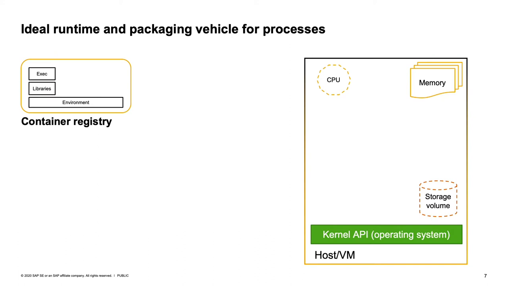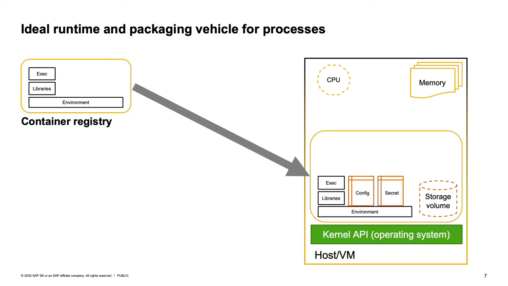What Docker introduced was a container registry. That means I take a container image, like the executable and everything it needs, and put it into a registry. The most well-known is certainly Docker Hub, but all the providers have that at the moment, and there are lots of implementations also for on-premise. So if I start the process, that image is downloaded from the registry to the host. It's instantiated. Configuration is added, secrets are added, and a storage volume is added. And then the process is instantiated using CPU and memory.